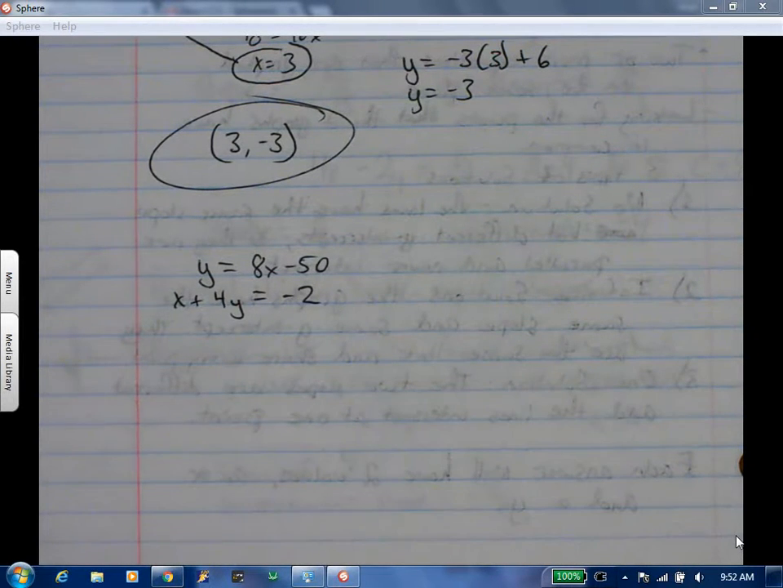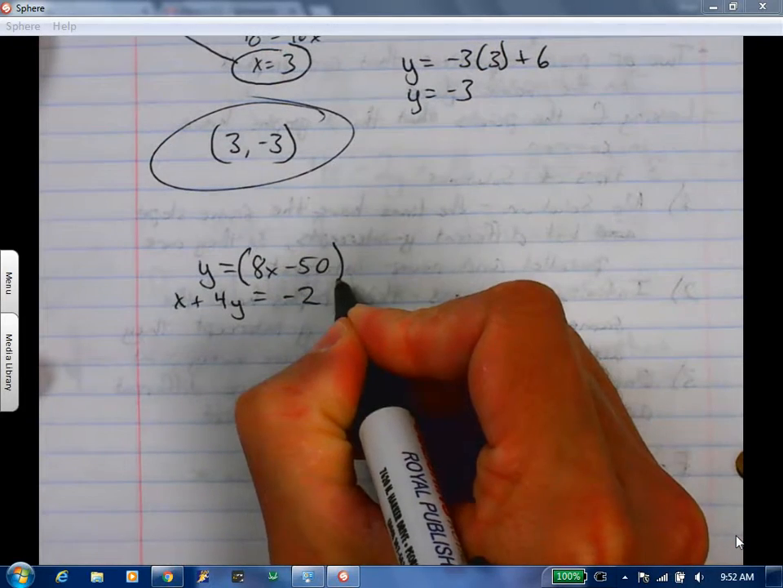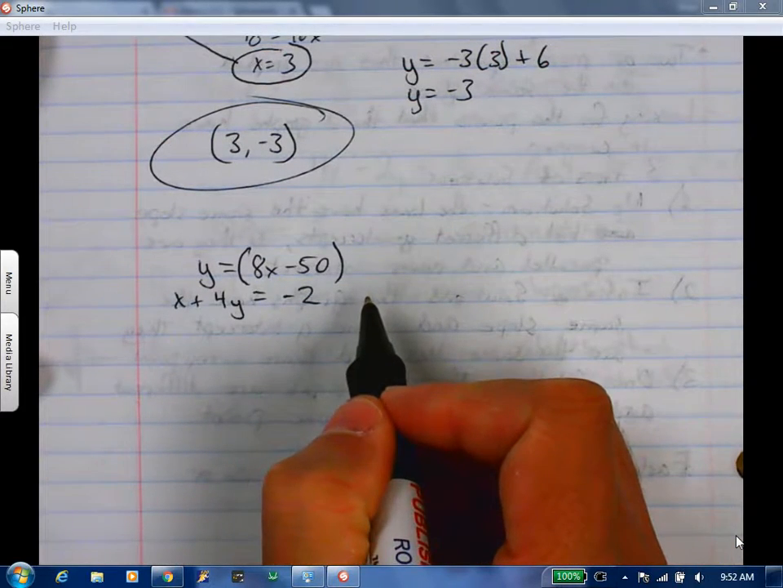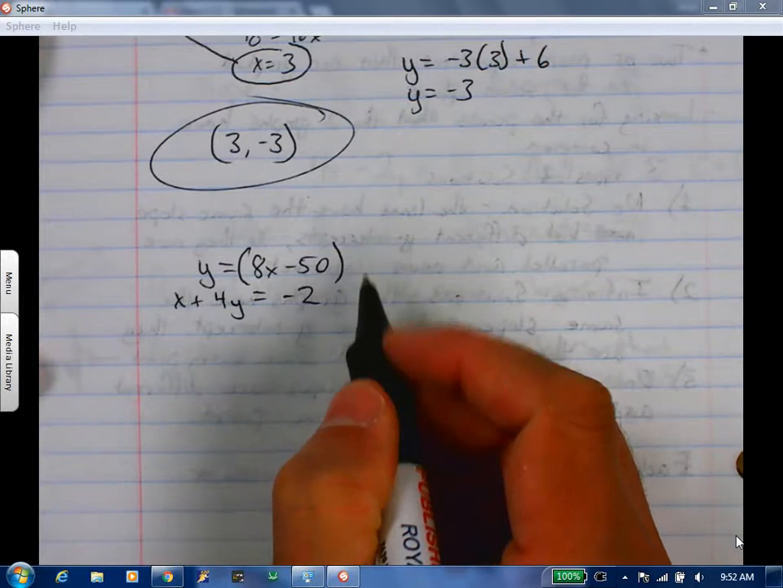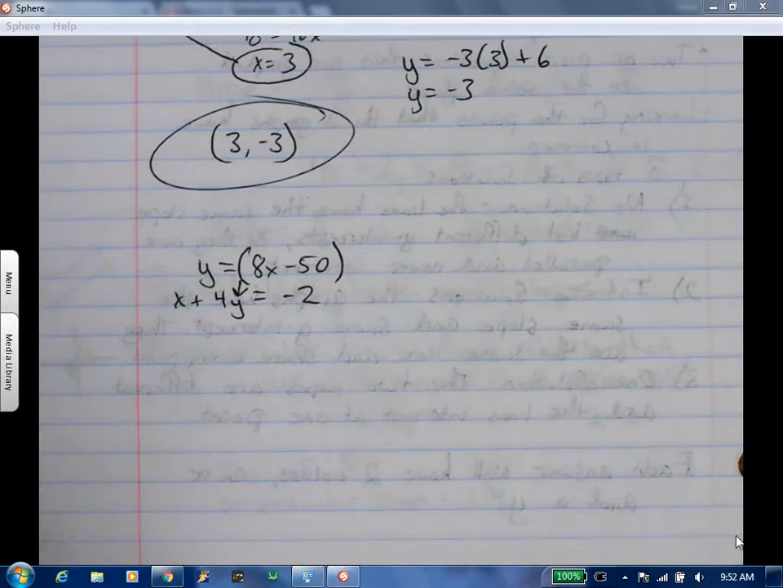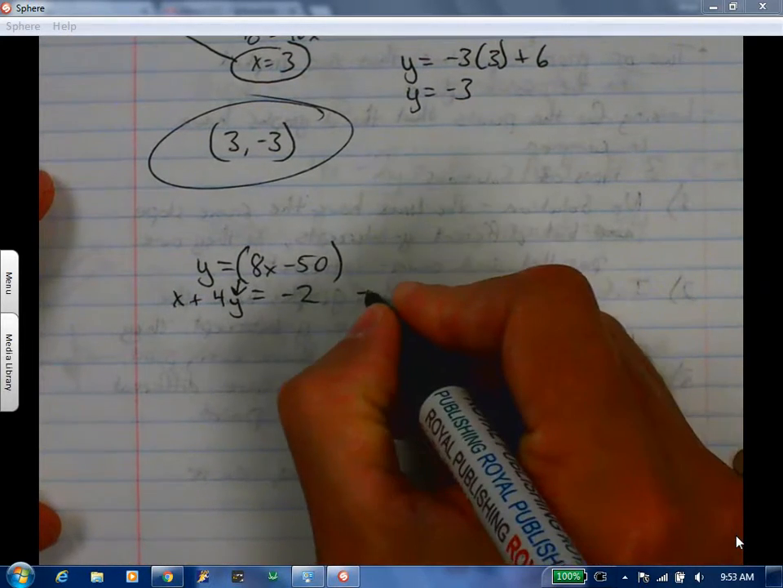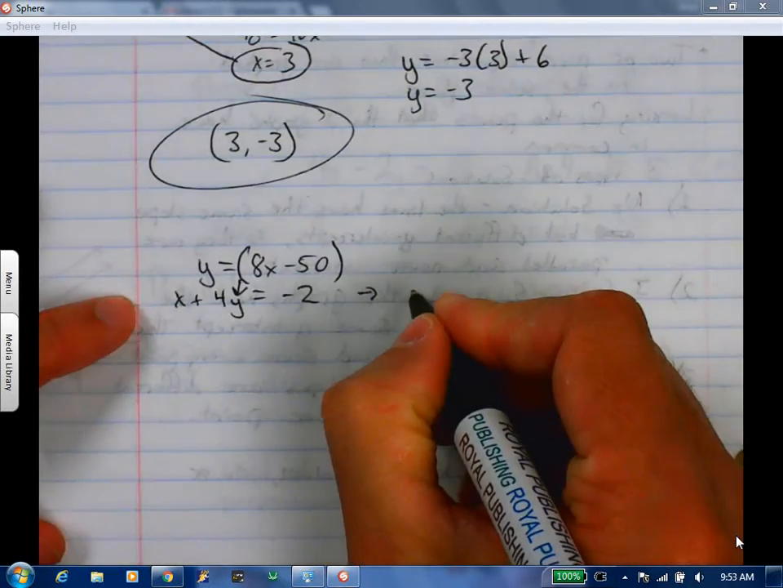Now it doesn't always have to be y equals, it can be x equals and then it would replace the x. This is going to become x plus, now it's 4y, so it's going to be 4, parenthesis 8x minus 50, close parenthesis, equals negative 2. So x plus 4y equals negative 2, y equals 8x minus 50.